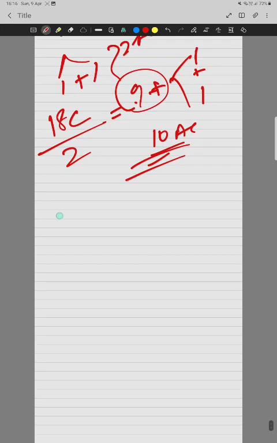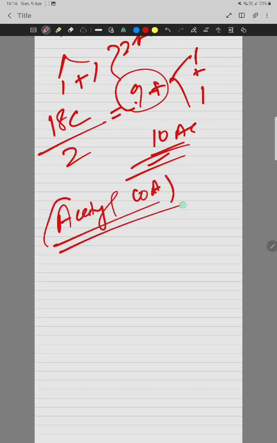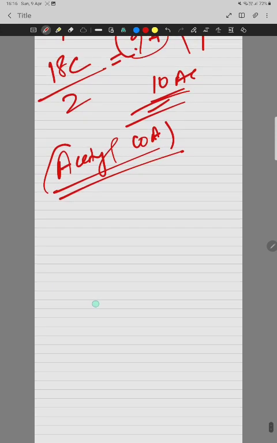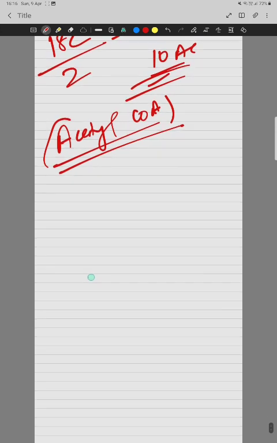And the precursor molecule is not acyl CoA, it is acetyl CoA. Acyl CoA is the building block. Acetyl CoA is the precursor molecule for your fatty acid synthesis. Okay. So next coming to your fatty acid synthesis complex.